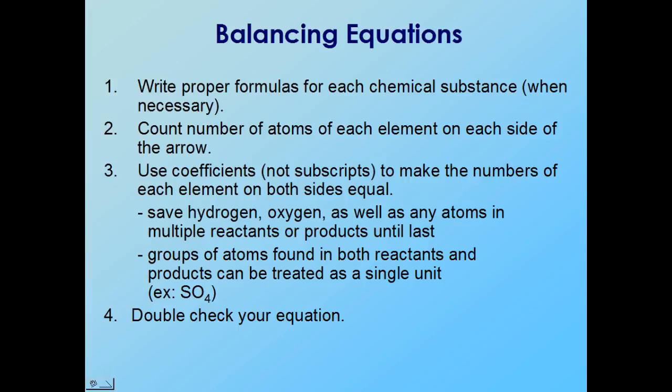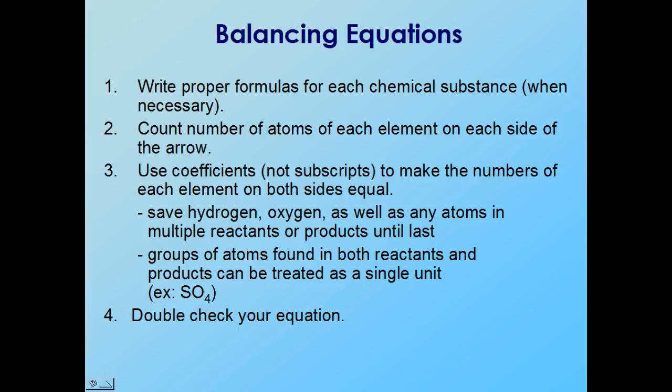Once you get the formulas written, you always want to make sure you count your atoms and that you use coefficients, not subscripts, to make the number of atoms of each element on both sides equal. I encourage you to hold off on hydrogen or oxygen, as well as any other atoms that you find in multiple parts of the reactants or products. Think about it like a seesaw.